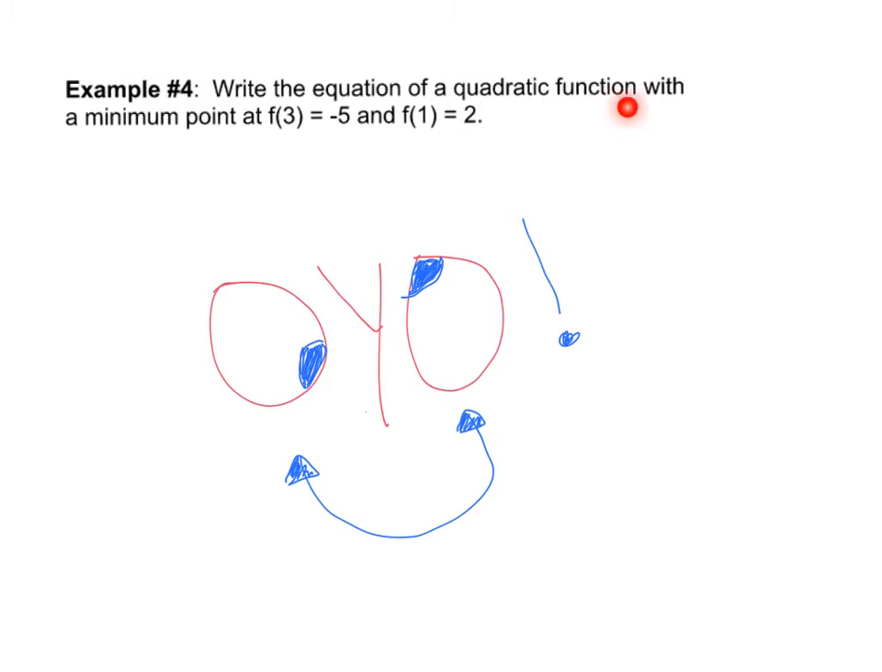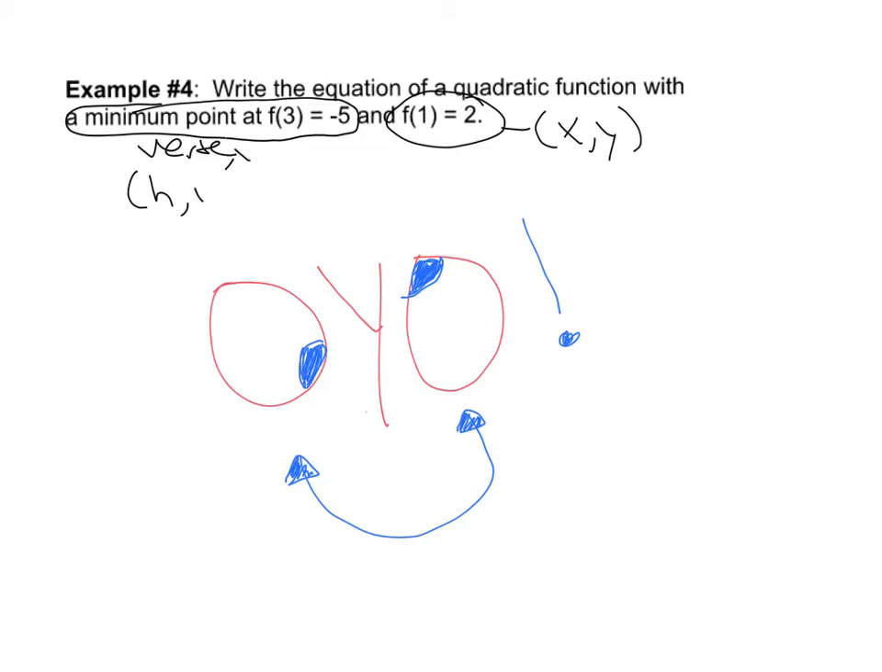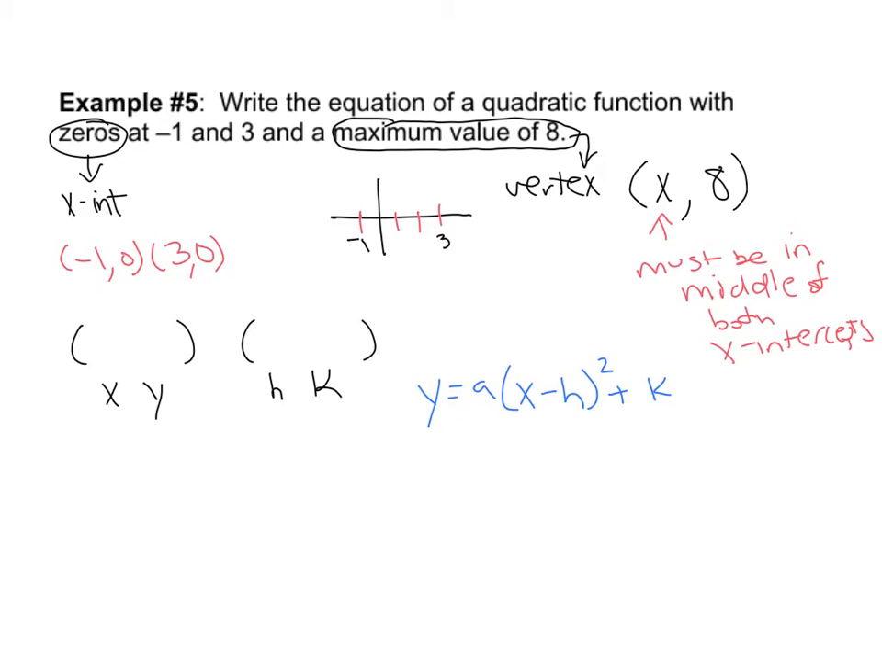So you're going to write the equation of a quadratic function in vertex form with a minimum point of f of 3 equals -5 and a random point of f of 1 equals 2. So this is exactly like the previous problem. Make sure that you remember the minimum point here, that is your vertex. This is your random point. So that's your xy. This is your hk.